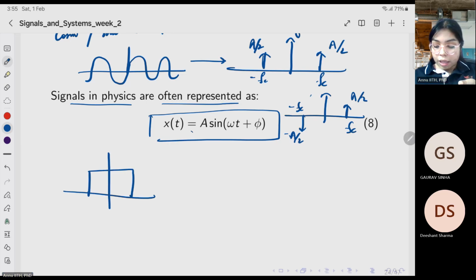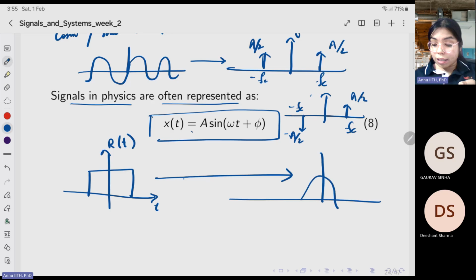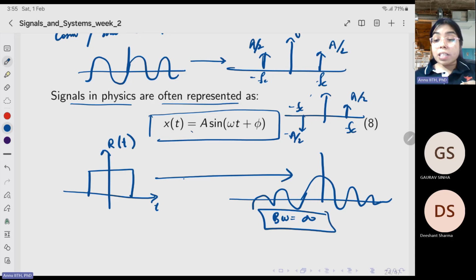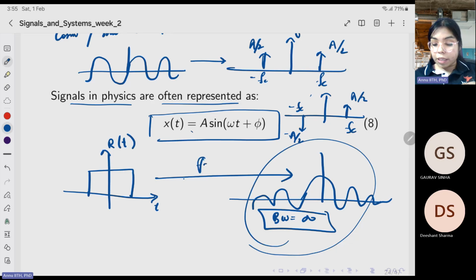But if you take a simple rectangular wave in the time domain, what does it have in the frequency domain? It is a sinc function. Practically, the bandwidth is infinite, which is not even feasible to store, and we do spectrum analysis in the frequency domain. That's why we represent every physically accurate signal with sine and cosine, not rectangular, triangular, or anything else. So this is about bandwidth in the frequency domain.